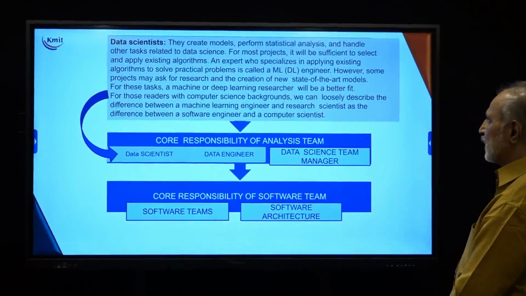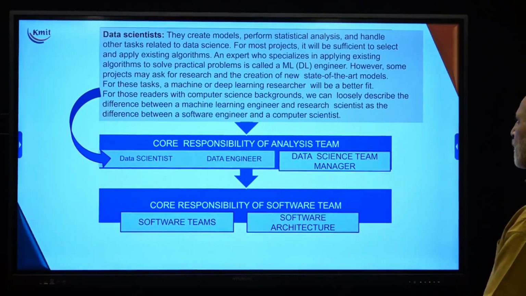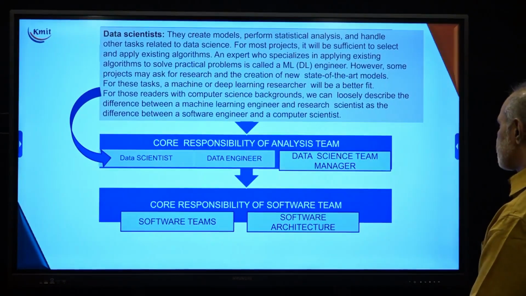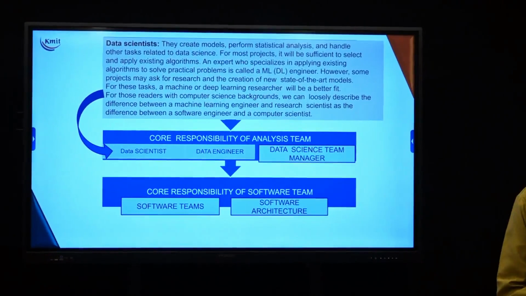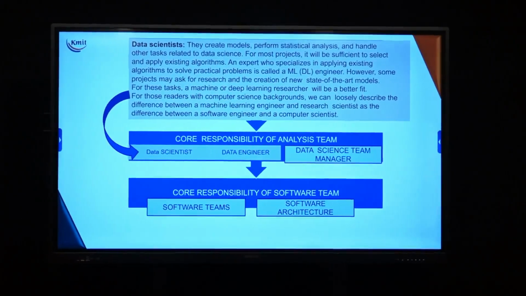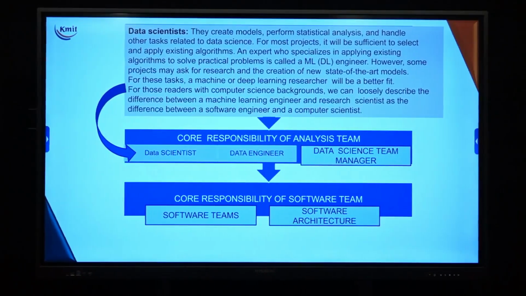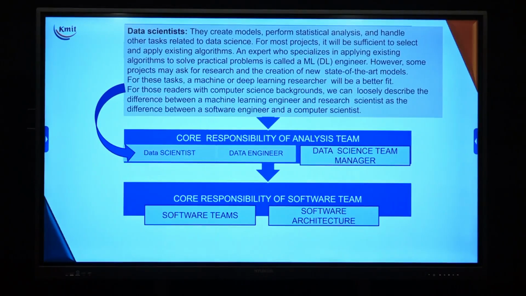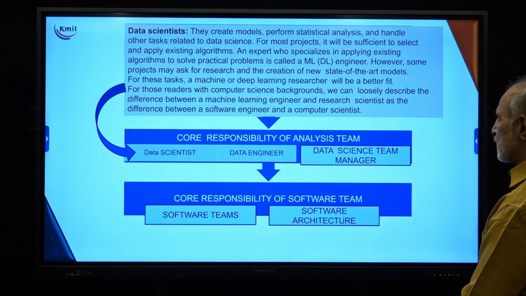Who is the person called a data scientist? They create models, perform statistical analysis, and handle other tasks related to data science. So a data scientist has to be more proactive. They have to have good knowledge of statistical techniques, analyzing them, and handling complex tasks related to data science. For most projects, it will be sufficient to select and apply an existing algorithm.